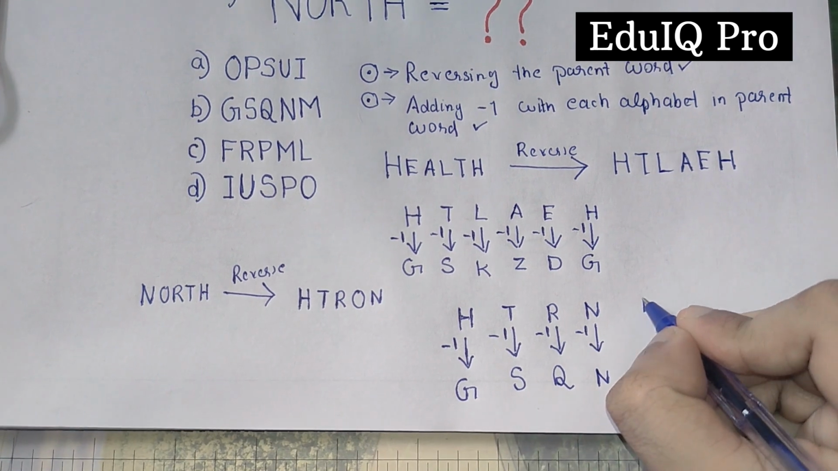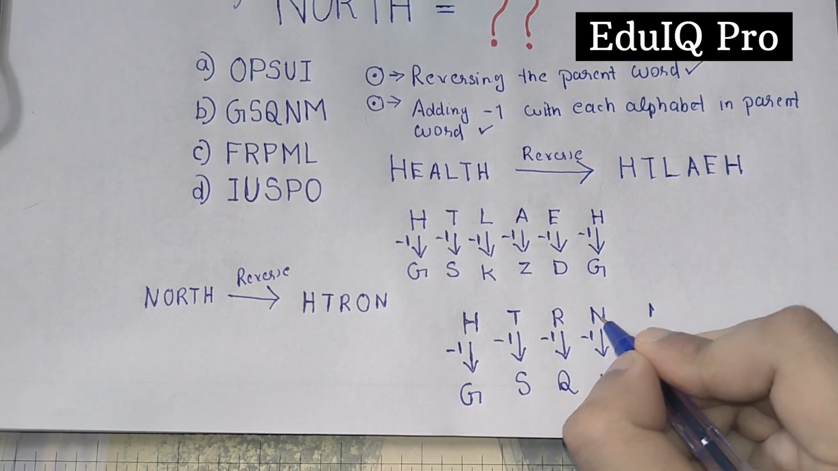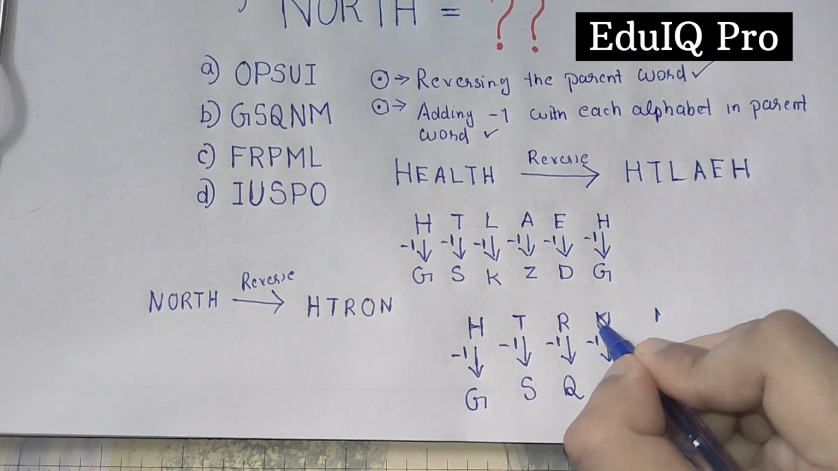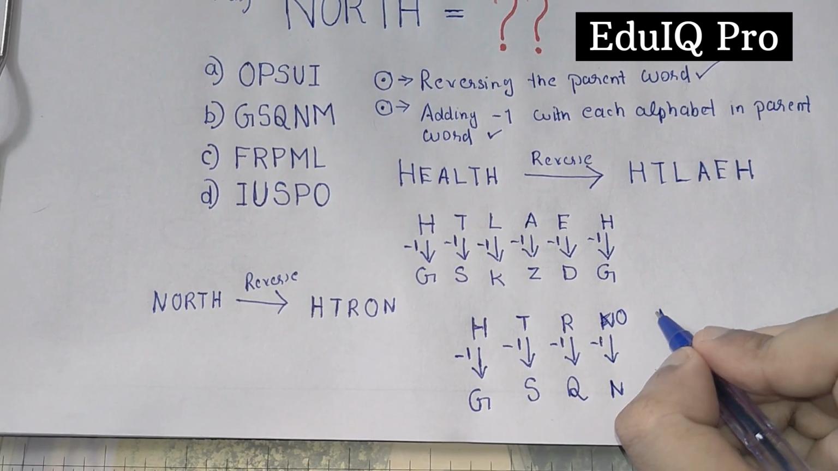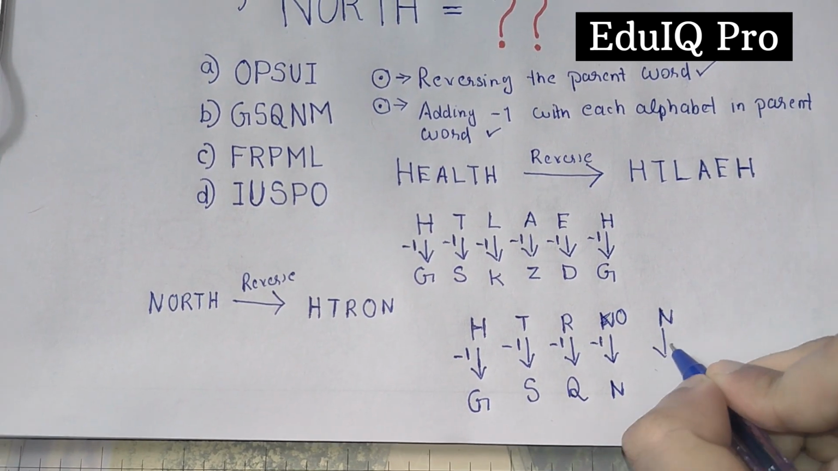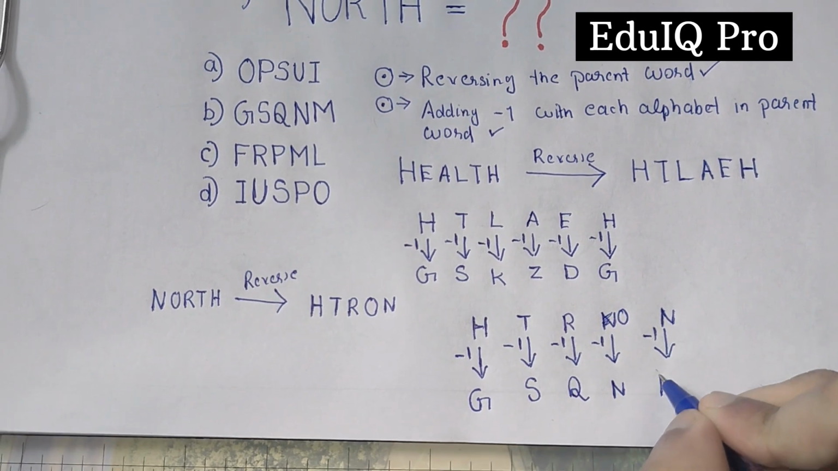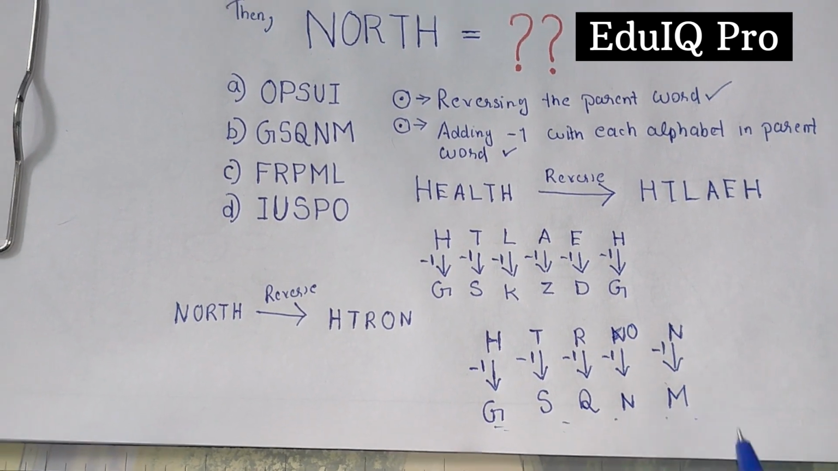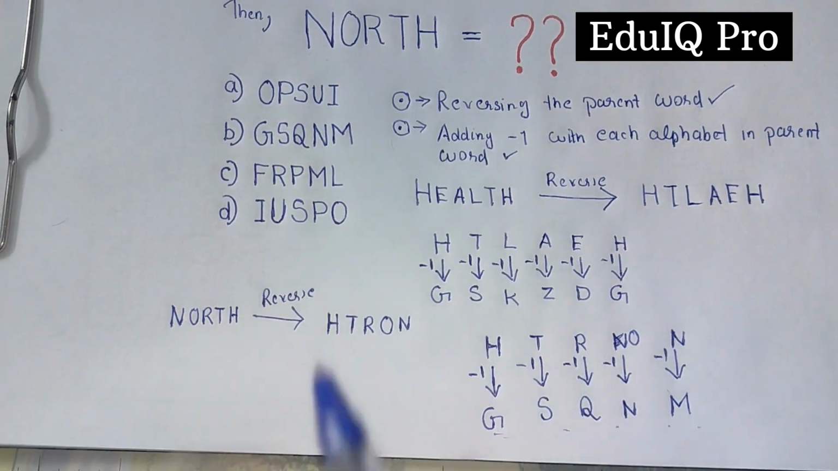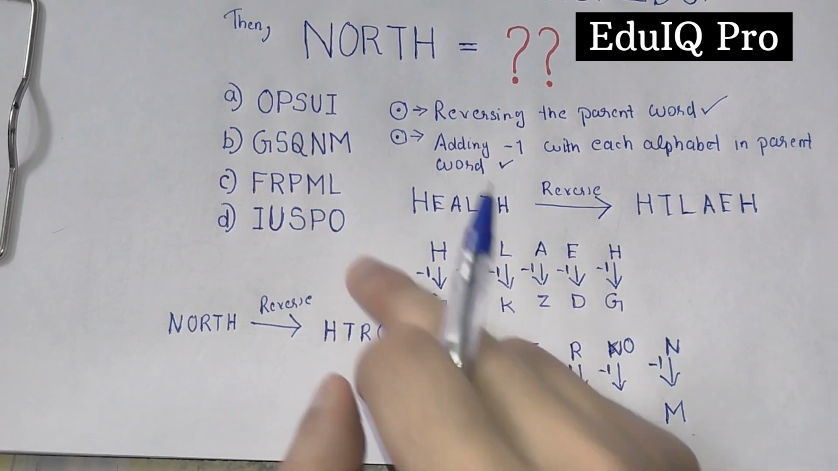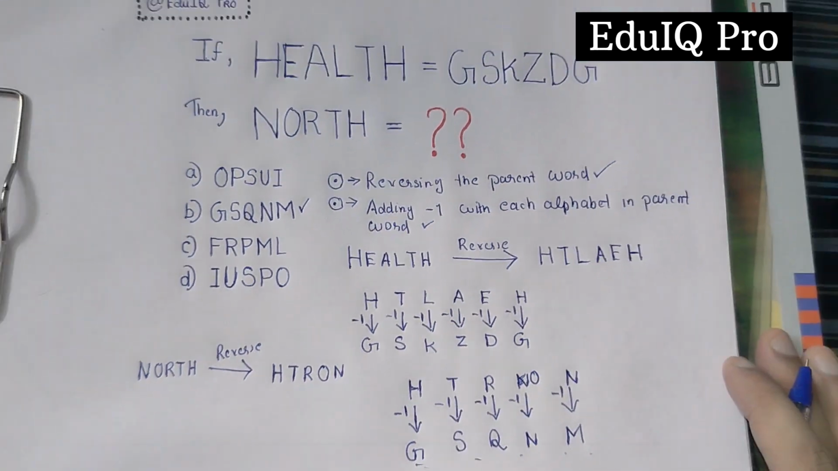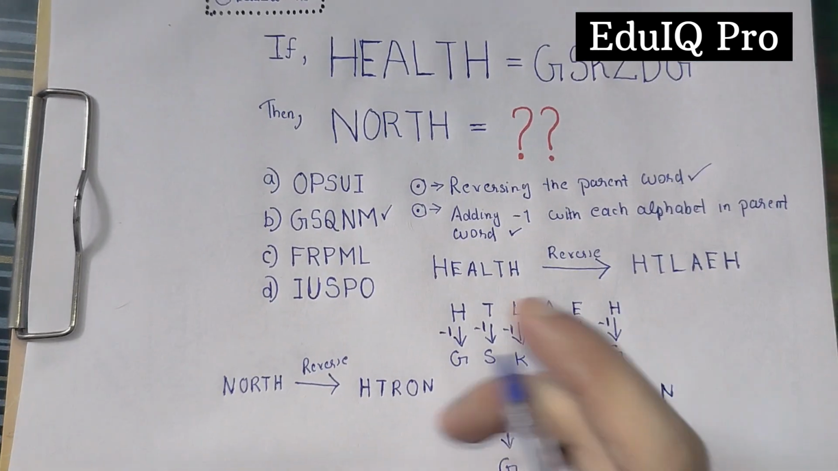Sorry, not N, it's my mistake. Let me strike out this N. Taking the alphabet O, then -1 will give N. The final one is N, and -1 is M. Okay, so there was a small mistake, I have corrected that. HTRON is the reversed word, and adding -1 to each of its letters will give the final answer, that is option B.